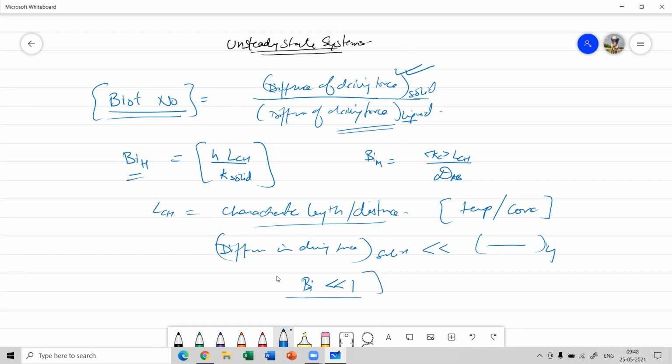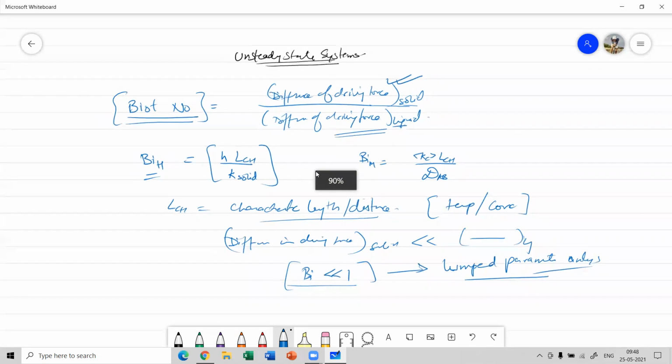So when this condition arises, that the Biot number is much less than 1, we normally term that system or that case lumped parameter analysis. That means the dependent variables are considered to be uniform in the solid phase. That means there is hardly any temperature or concentration difference in the solid object which we are considering for the system. So it's called lumped parameter analysis for a Biot number less than 1.